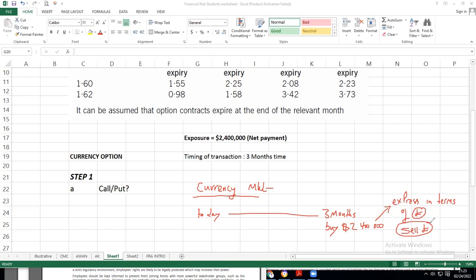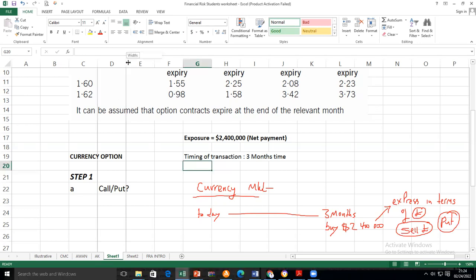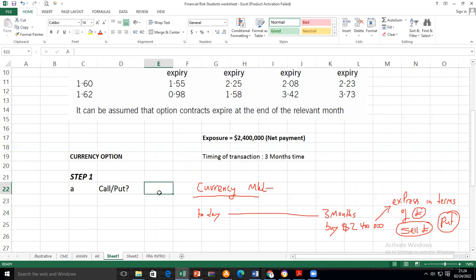So what option should you need then? What option do you need? A put option. There we are. So you've got the answer. Have you noticed? It's as simple as that. You have your answer. You come here, you say it's a put option.